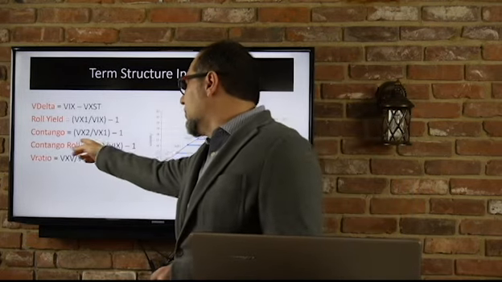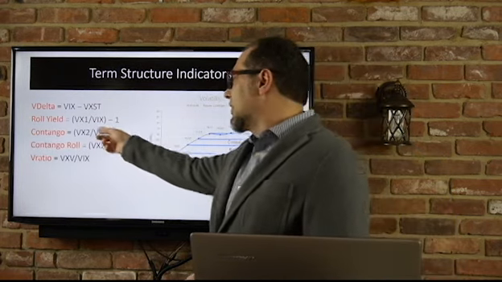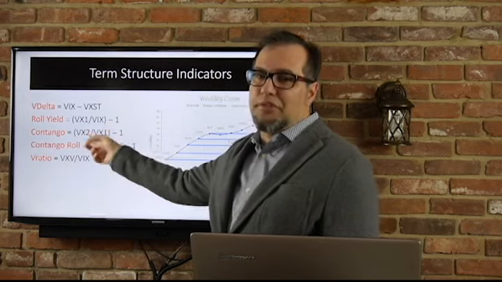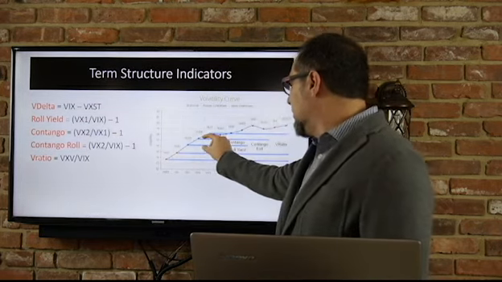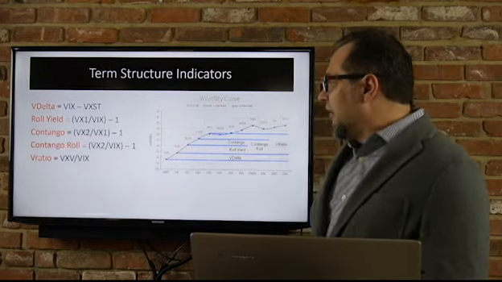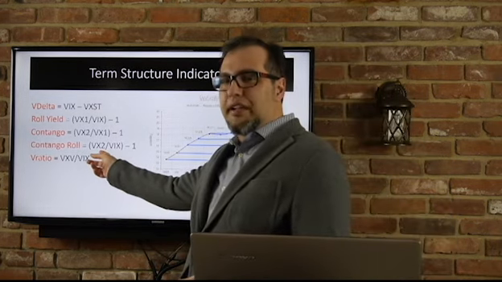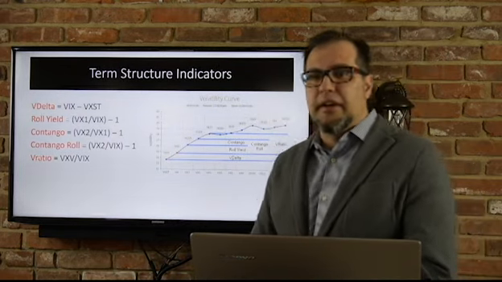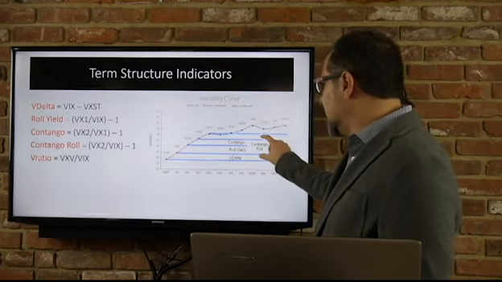Then we have Contango, which is entirely calculated out of the futures market. When the Contango is negative, we're in backwardation. When Contango is positive, we're in a Contango formation. Contango is also a premium, expressed as a percentage. Then we have the Contango roll, which is the difference between the VX2 contract, the backbone contract, and the spot VIX. This combines again spot and futures markets, information from both markets. And this is the Contango roll.